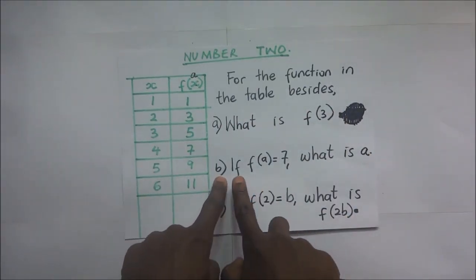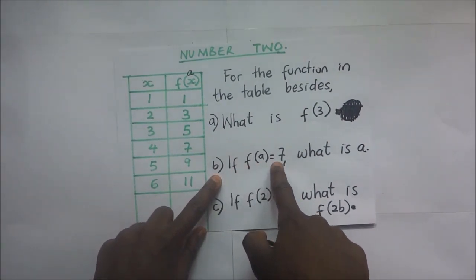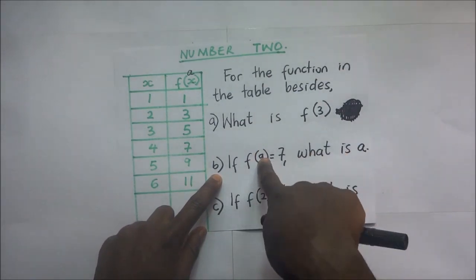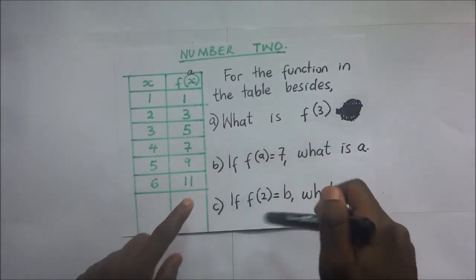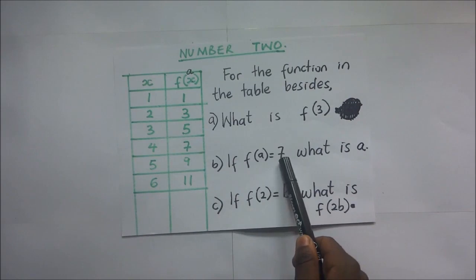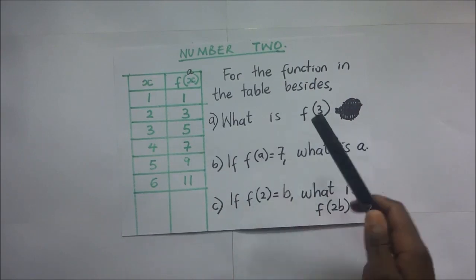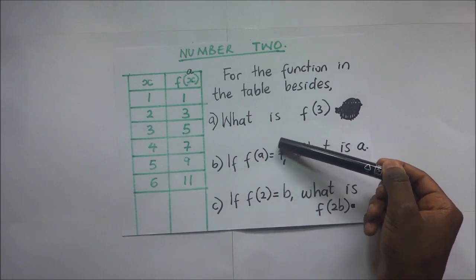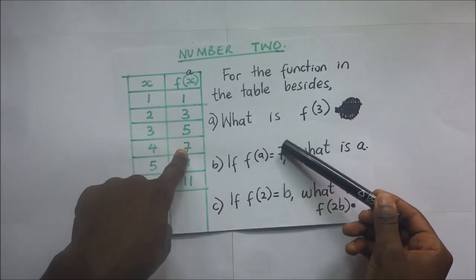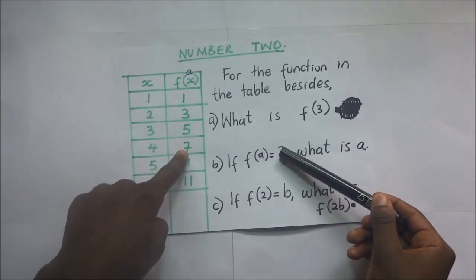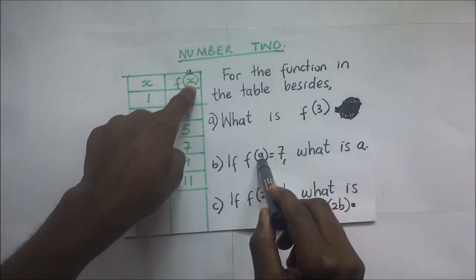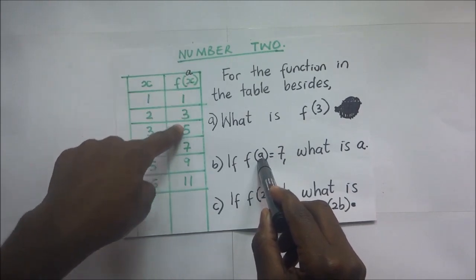If I may go to part B, if f of a is equal to 7, what is a? Now we are being told that the function when the value of x is a, the answer we get is 7. So if the function when the value of x is a is 7, then what is a? For us to get to the value of a, we need to go and find where the value of the function is 7. If you come to our table, where f of x is 7 is right there. And this value of a has been replaced by x, like our value of x is actually a. So f of a is 7.